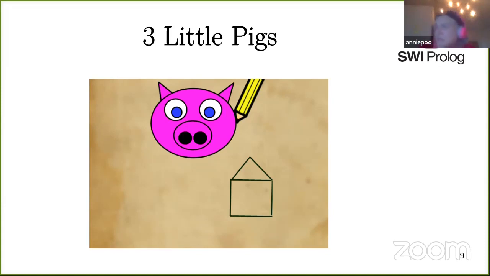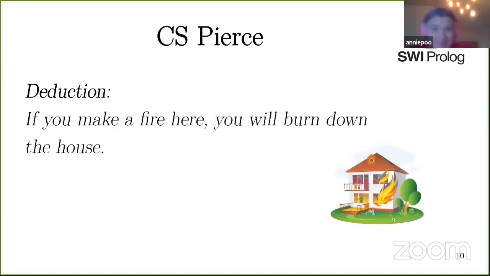So we have various ways of reasoning. This is deduction. If you make a fire here, you will burn down the house. And with deduction, we deduce truths from other truths via rules. If we know there is a fire here, and that building a fire here will burn down the house, then we're going to burn down the house. This is Charles Sanders Peirce, 1870.